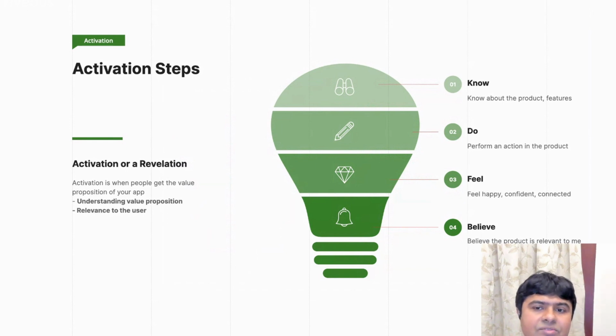I'll give you examples of this. Typically, the brain works in this way: if you do something, you get that value proposition very quickly. I can tell you this is the best app, but people will never get it unless they do it for themselves and feel it. What will they feel? That excitement, that happiness, that confidence, that connection with the product. This is for them. And with that feeling finally comes the belief that, okay, I want this, this is useful and relevant to me. So activation is like that.